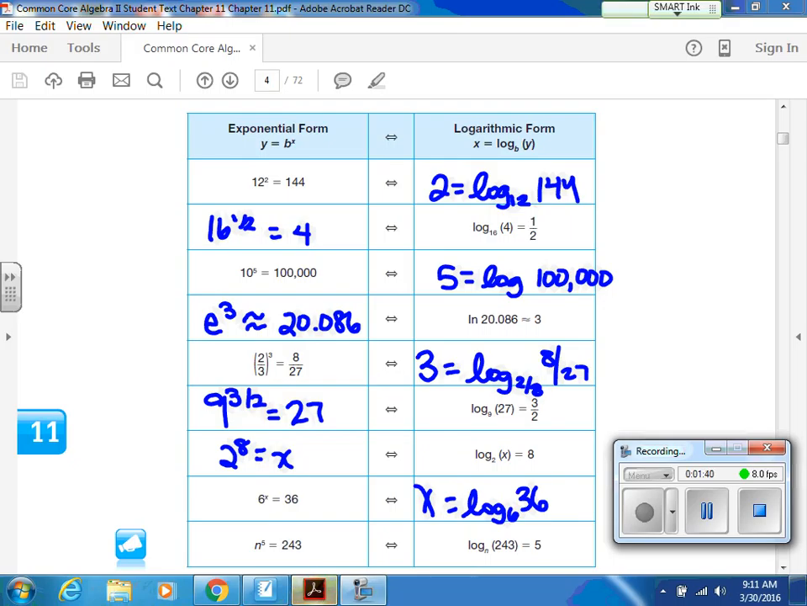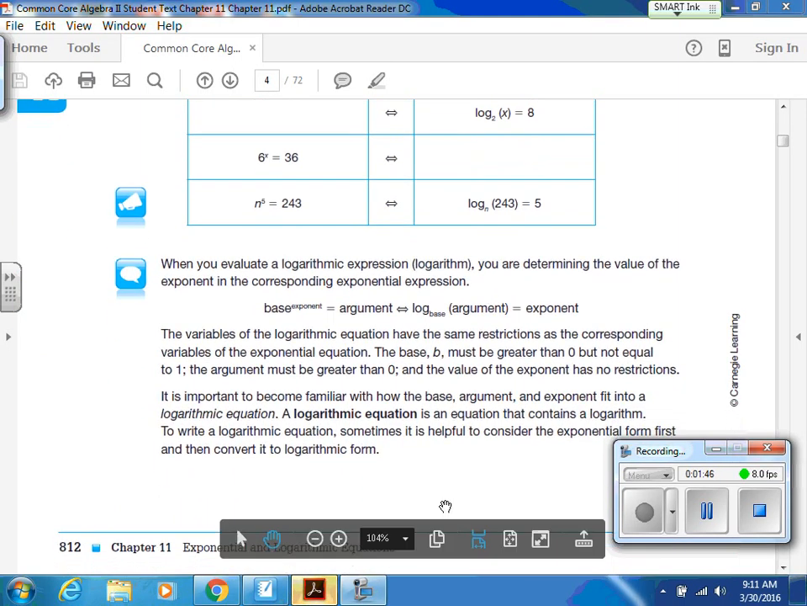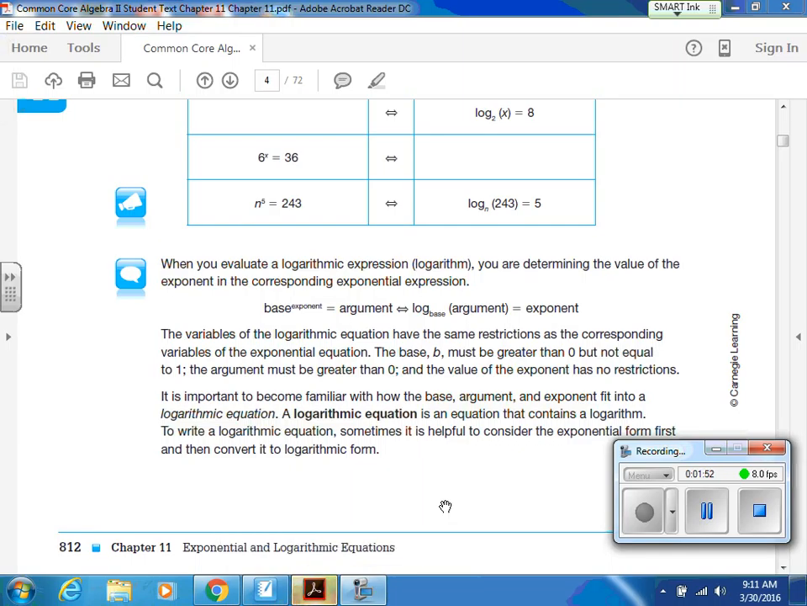Okay, so remember, when you are evaluating a logarithm, you're figuring out the exponent, basically, that got you that number. Okay? I don't think we did this yesterday. But a logarithmic equation is an equation that contains a logarithm.